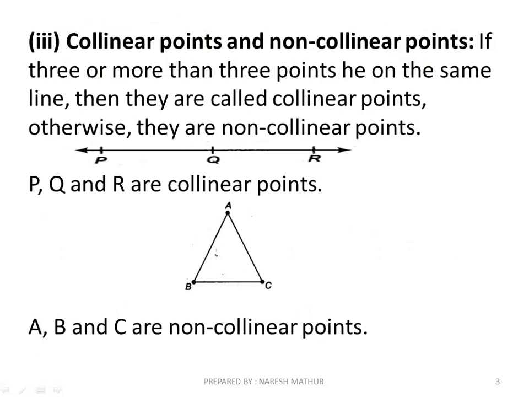Collinear points and non-collinear points. If all the 3 points are on the same line, then they are called collinear points, otherwise they are non-collinear points. So here we have two different diagrams. In the first one you can say PQR are our collinear points, and here we can say ABC are non-collinear points because they are not on a straight line.